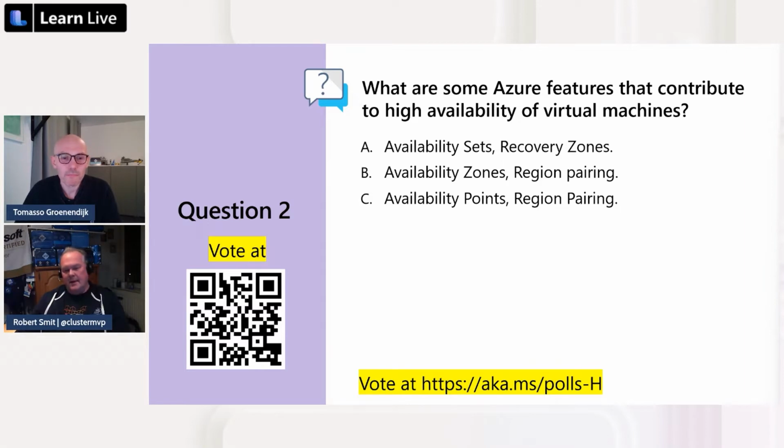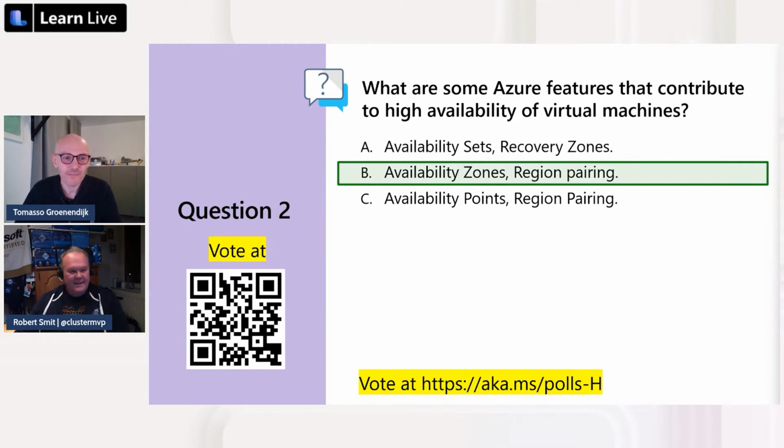So if something happens to the data center, it's moved to a different data center. So availability zones with the region pairing would be the correct answer. Do you agree? Yeah, I think that's the one. Well, let's see.